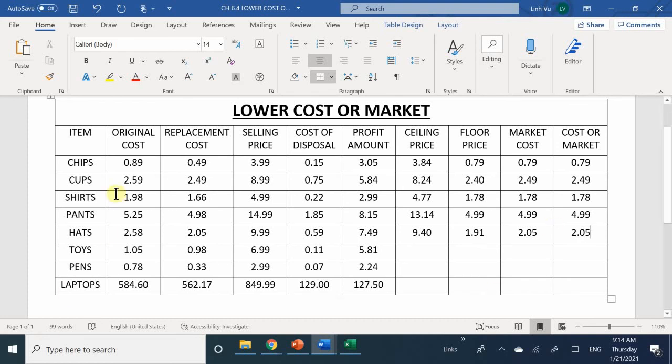Okay. Then we bought some toys for $1.05. It's telling us now it's going to cost us 98 cents. Okay. I sell my toys at $6.99. It's going to cost me 11 cents to dispose, and I want to make a $5.81 profit. So what is going to be my ceiling price? 6.88. Okay. And then what is going to be my floor? 1.07.